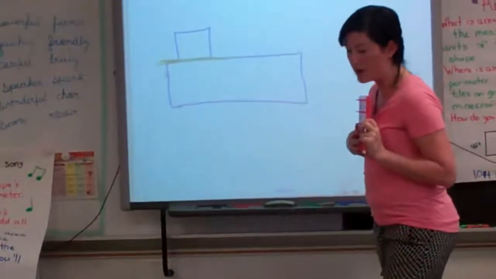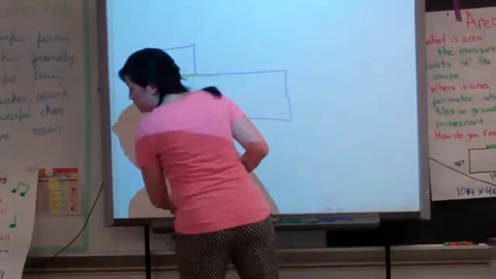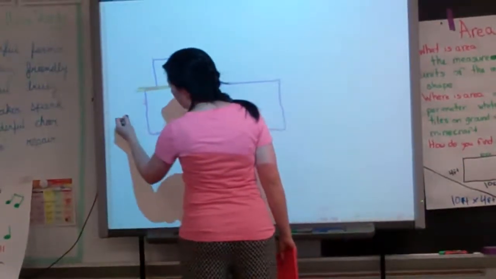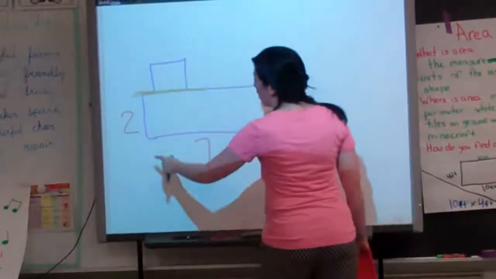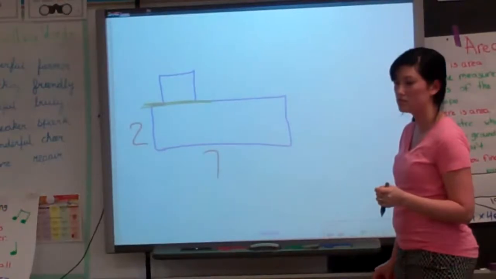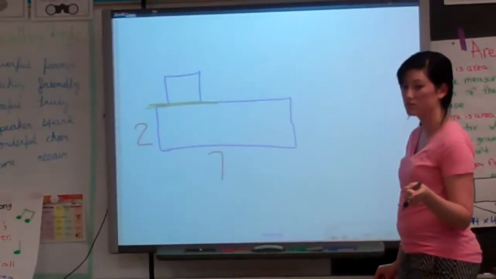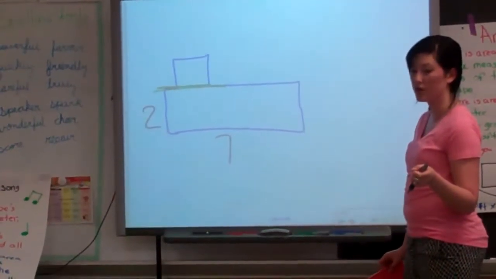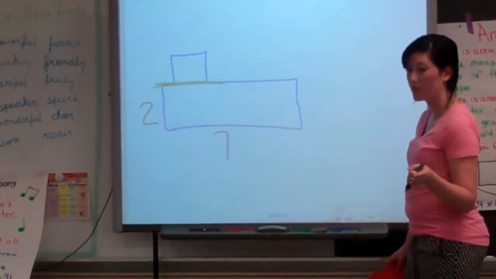So on this bottom one, you have 7 by 2. So to find the area of this rectangle, what are you going to do? 2 times... Sabrina?